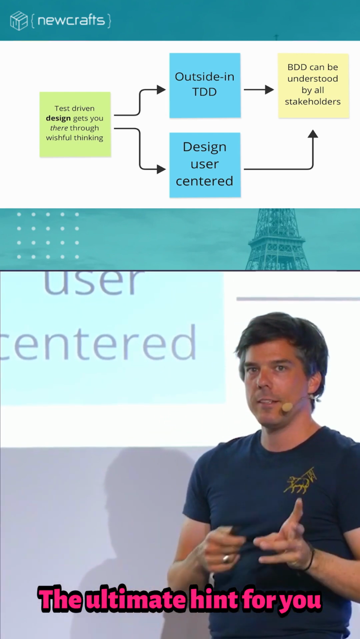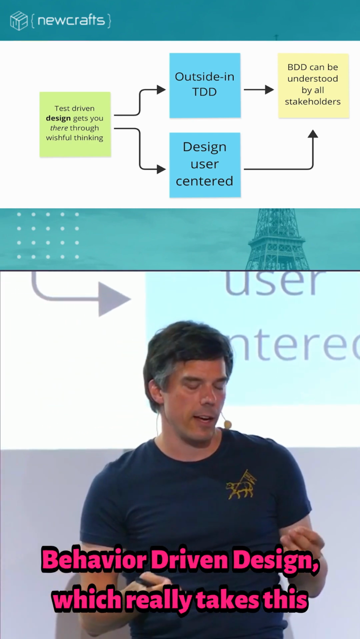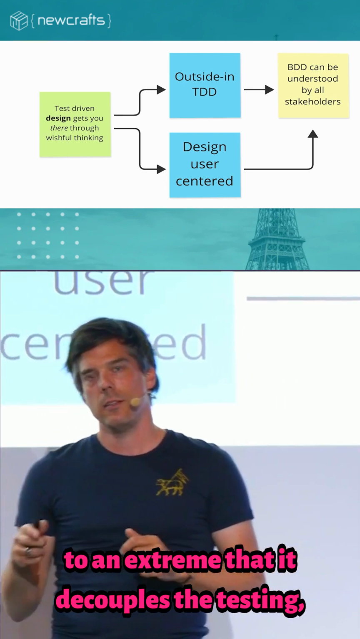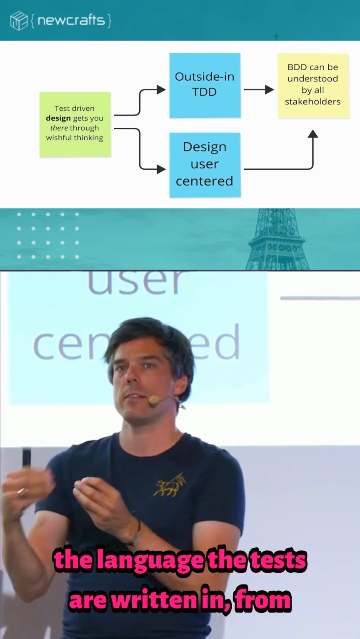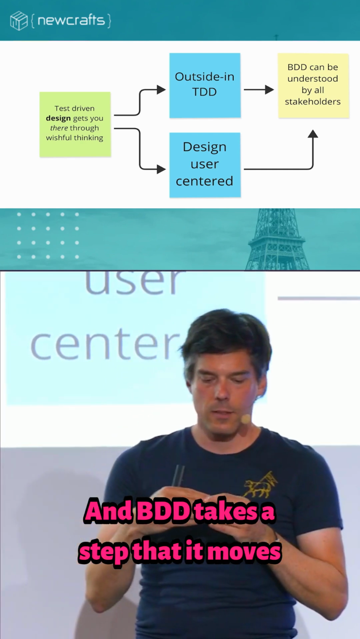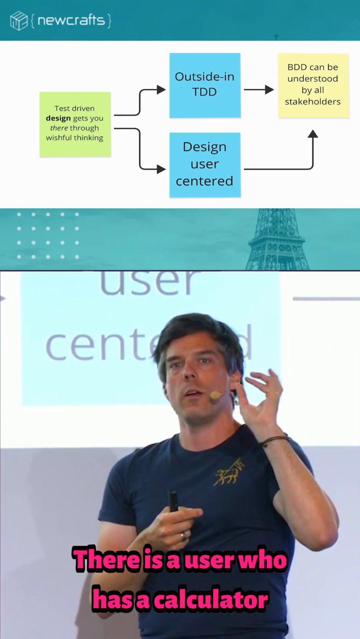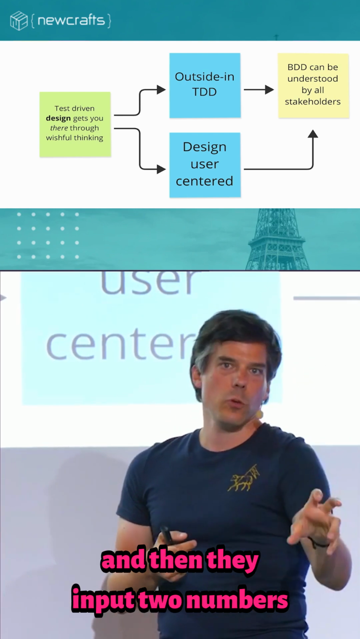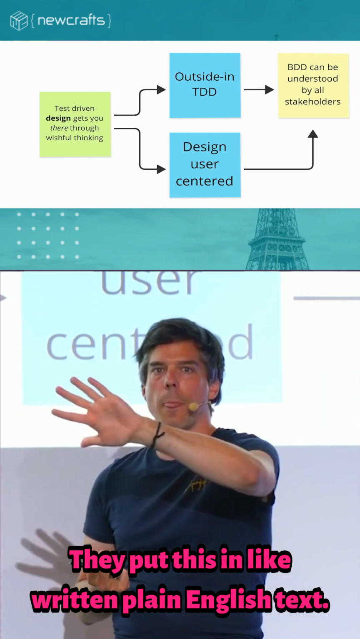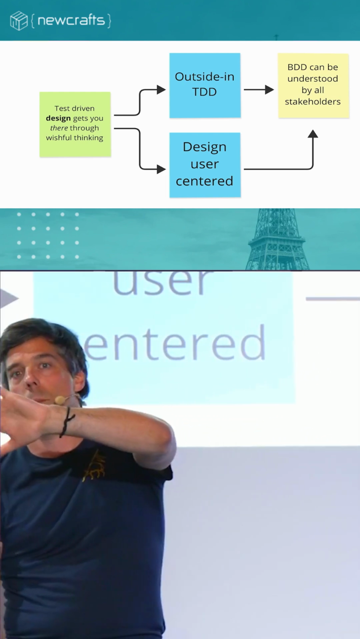So the ultimate hint for you and what to really look into, I think, is behavior-driven design, which really takes this to an extreme in that it decouples the testing, the language the tests are written in, from the actual implementation. BDD moves your description of what the thing does, like there's a user who has a calculator, and they input 2 numbers, and they get a sum out of it, into written plain English text. And now when you have plain English text, you need something that runs this against your system.